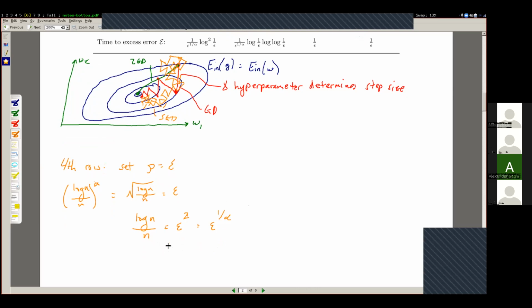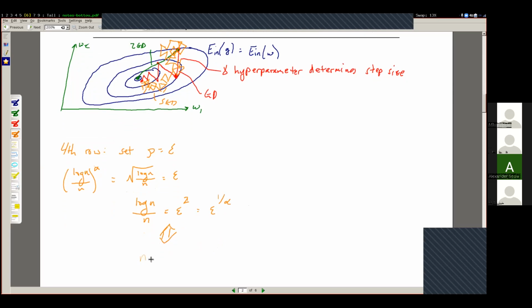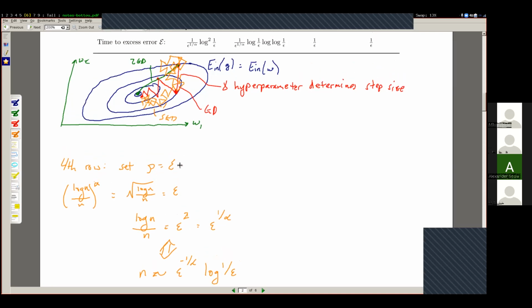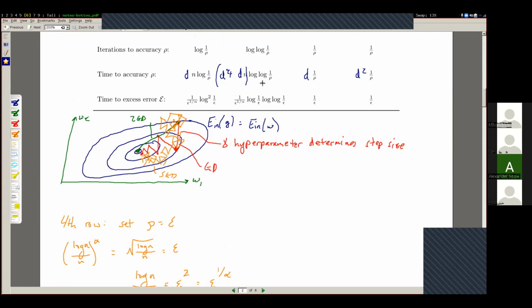In the asymptotic case, it turns out to be not too bad, but requires weird calculus that we don't care about. And you get that n is, I'll write it that way, asymptotically equal to epsilon to the -1 over alpha log 1 over epsilon, like that. If you plug in this value for n and this value for epsilon into this 3rd row up here, that gives you this 4th row right here.